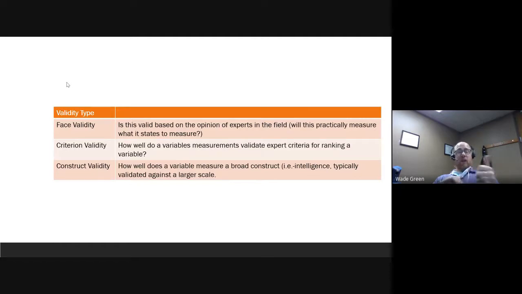For example, intelligence is one that's often used in psychology, right? We'll use constructs like, you know, wellness is another one that you might see. How does someone describe wellness? There's really not a definition for that, but it falls into a construct with many different variables. And so construct validity looks at how well a variable measures up against a broad construct that is known to have specific parts or variables.